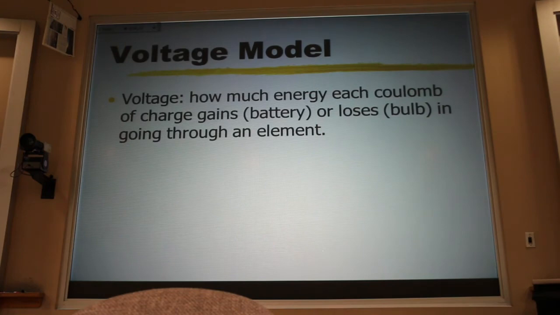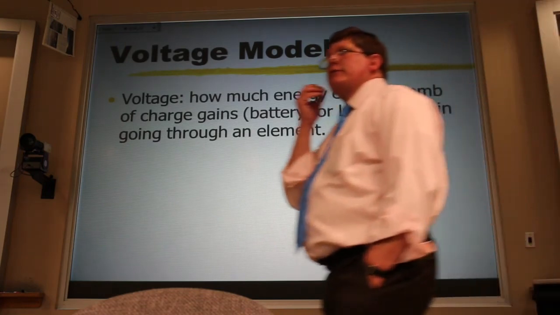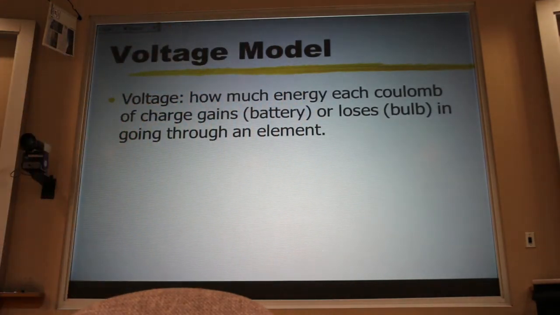Now, folks, we want to be really careful with our language. I'm careful with my language. I ask you to be careful with your language as well. Whenever we're talking about voltage, we really mean voltage difference from point A to point B. And so when we're talking about voltage, it's always the voltage across the bulb, from one side of the bulb to the other. It's the voltage across the battery, from the negative terminal to the positive terminal. When we talk about current, it's the current through the bulb. It's the current through the battery.